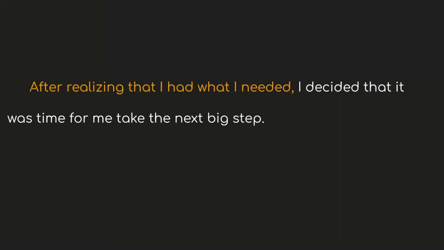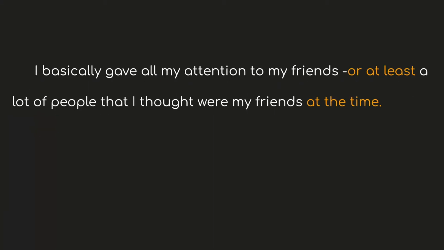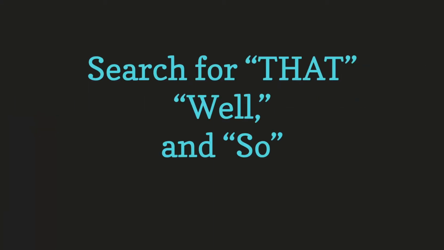Here's another example from someone else's paper. So I decided it was time for me to take the next big step, right? That so didn't tell anything. But if you rewrite it, get rid of the so and think, what is that so saying? After realizing I had what I needed, I decided that it was time for me to take the next big step. As you can see, that clarifies something to the reader. It's actually adding information to your writing, not just these filler words. So press pause right now and go search for that's, wells, and so's and get them out of your paper unless they're actually adding to the meaning.